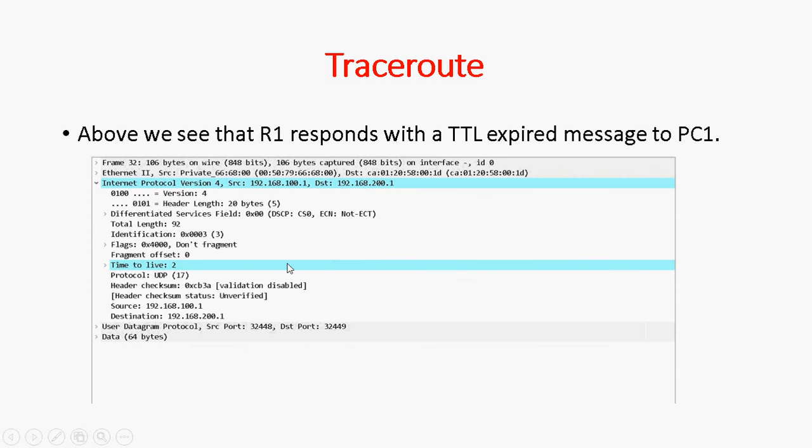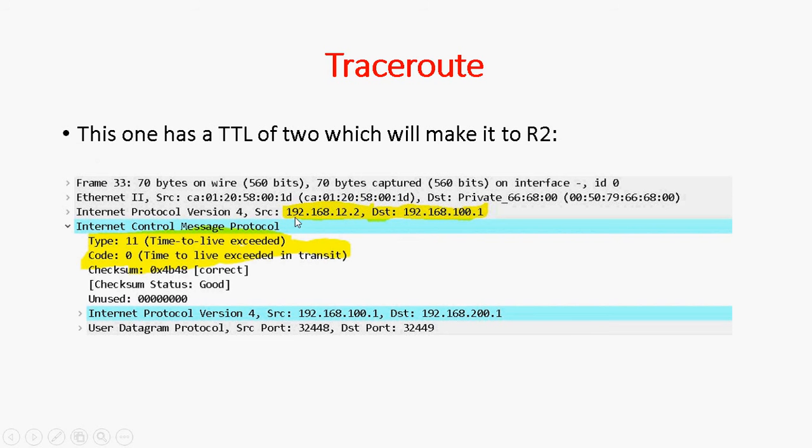Now again PC1 tries to send another IP packet with the TTL value increased to 2. The source is the PC1 IP and the destination is the PC2 IP. Now the R2 router receives that packet and tries to forward it to R3. It will subtract 1, so the TTL value is 0, and R2 right away drops that packet. Here we can see 192.168.12.2 is the R2 router IP and this is the PC1 IP. Here we can see time to live exceeded.